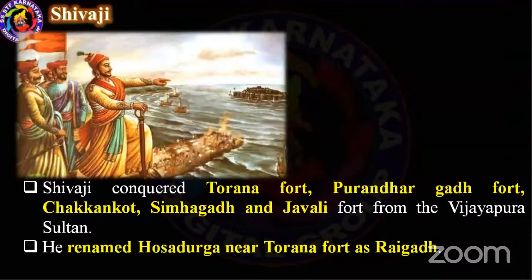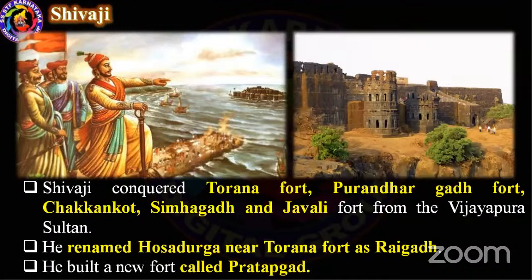He renamed Suvarna Fort as Raigad. After capturing the forts, some forts he renamed. Among those, Suvarna Fort he renamed as Raigad. He built a new fort called Pratapgarh. Raigad, Purandargarh, Pratapgarh, Chakkalkot, and Sinhagarh were the important forts of Shivaji.